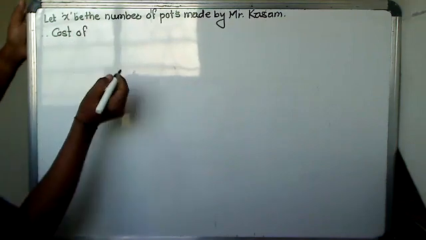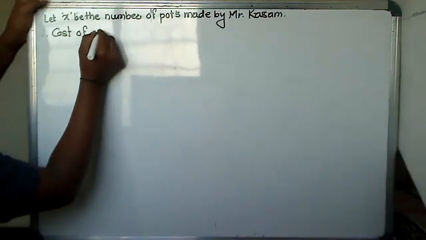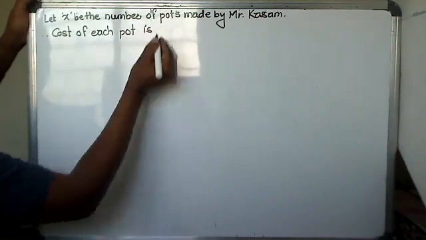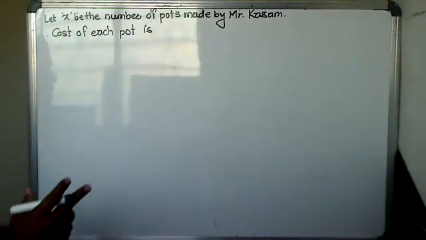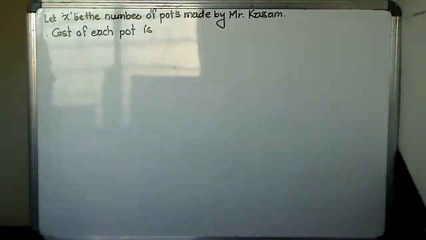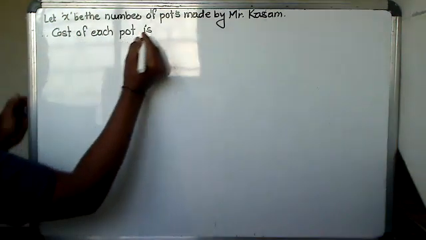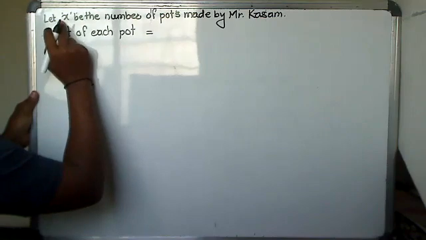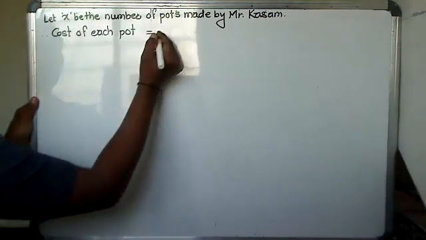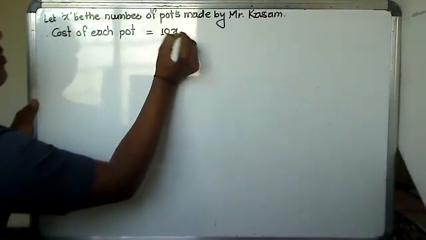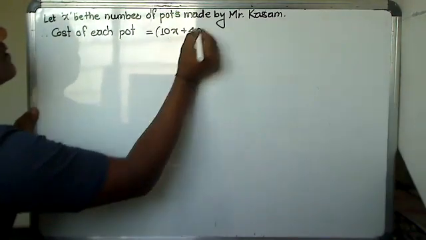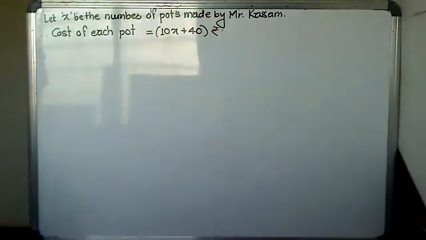So therefore, the cost of each pot is 40 more than 10 times the number of pots. So 10 times the number of pots is 10x plus 40. This is the price in rupees.